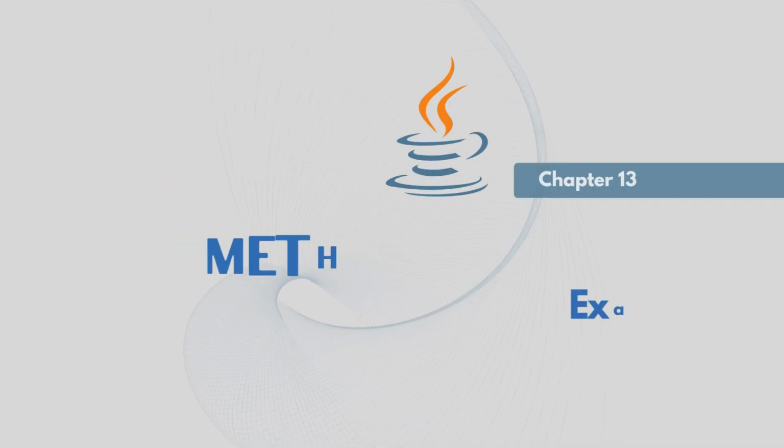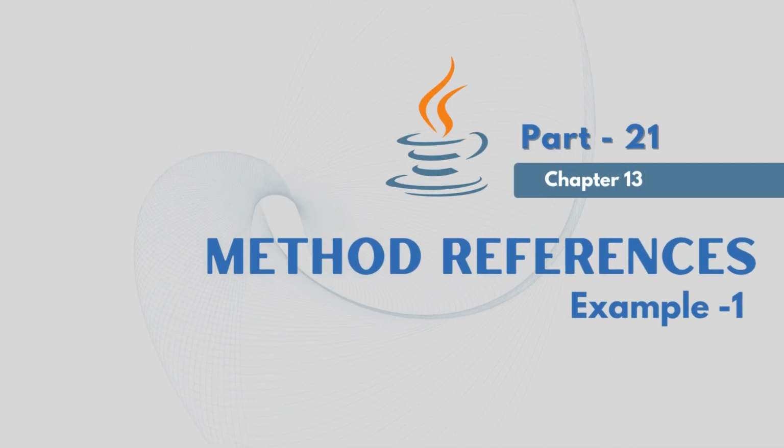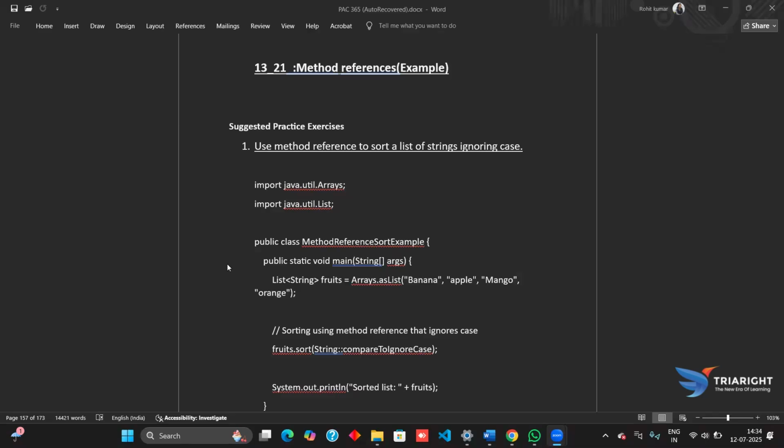Today we will be working through some examples of method references. Firstly, we will be preparing a program that uses method references to sort a list of strings ignoring cases. We will provide a list of strings and sort them according to the names provided, ignoring their cases.